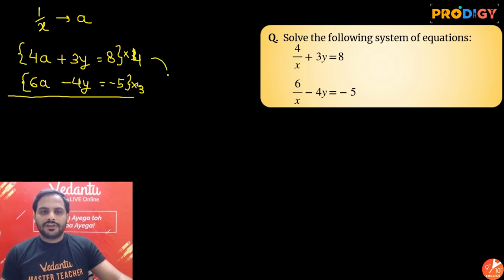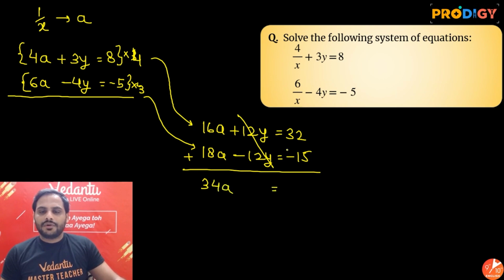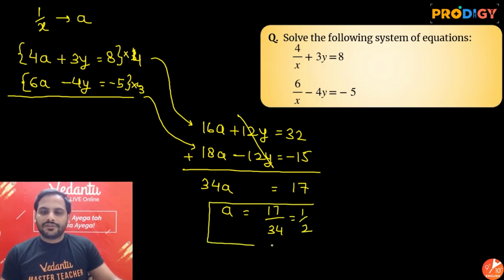The first equation will become 4 4s are 16a, 4 3s are plus 12y, 8 4s are 32. And the second into 3: 6 3s are 18a, minus 4 into 3 is minus 12y, minus 5 into 3 is minus 15. To eliminate y, we need to add both the equations. y got eliminated. 16a plus 18a is 34a, equal to 32 minus 15, which is 17. So a is equal to 17 by 34, which is 1 by 2. Value of a we have got as 1 by 2.